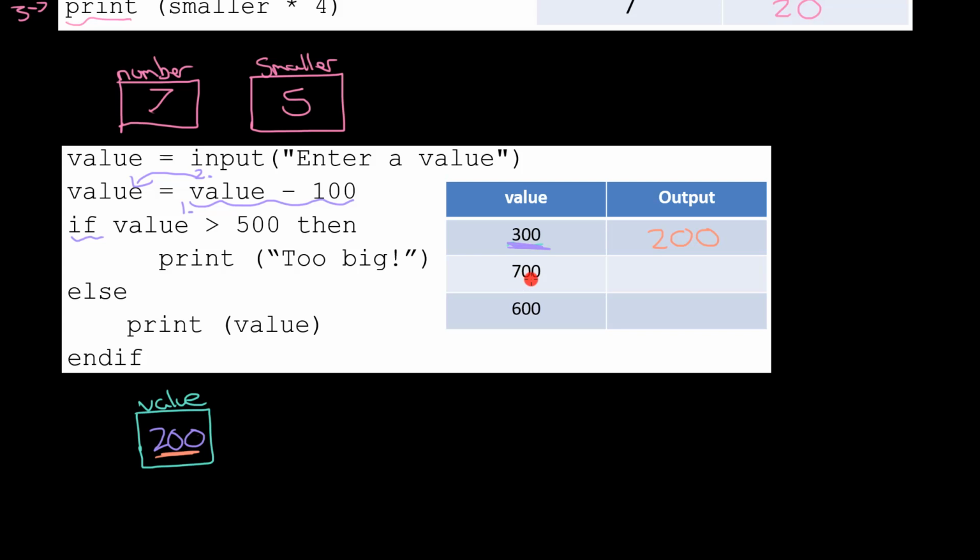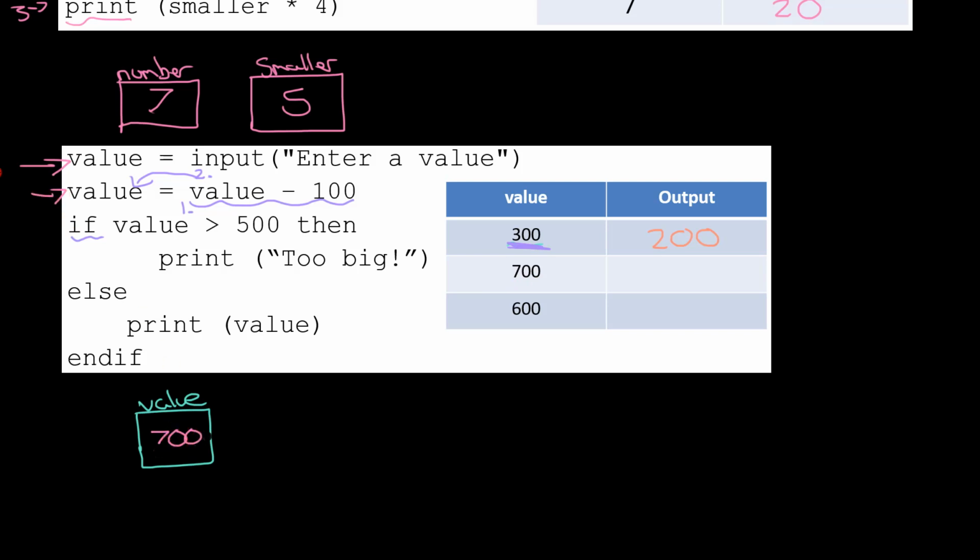So 700 now. If value is 700, what happens? Well, I just need to follow along from the top again. So let's do this line of code at the top first. That is where I'm going to put whatever value is here into my box. So 700 is now in value.